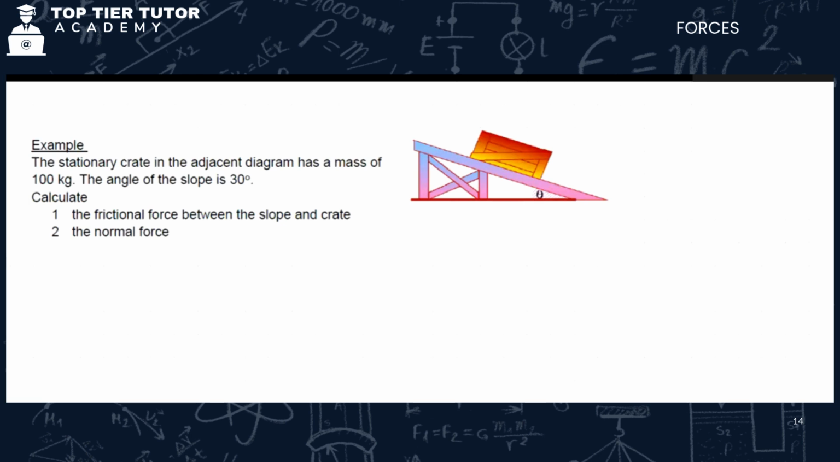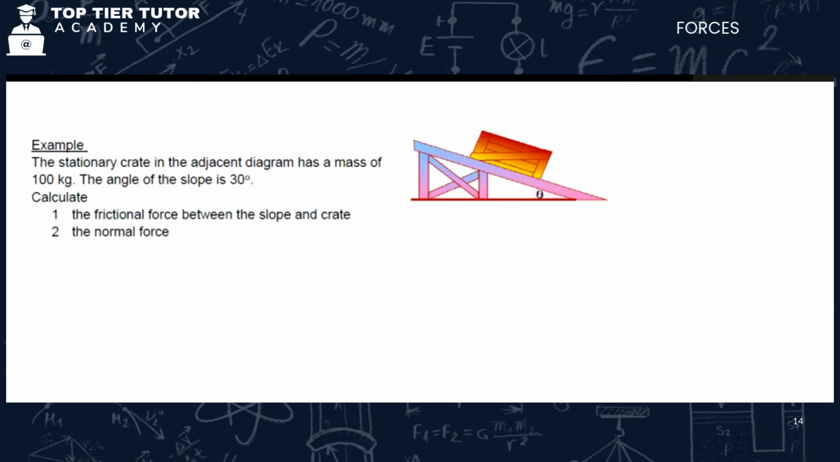Here, it says the stationary crate in the adjacent diagram has a mass of 100 kilograms. The angle of inclination is 30 degrees. First, calculate the frictional force between the surface and the crate. For us to be able to do that, we need to draw our free body diagram.